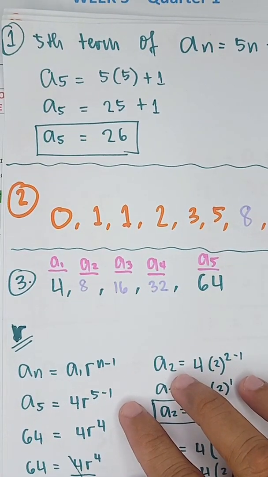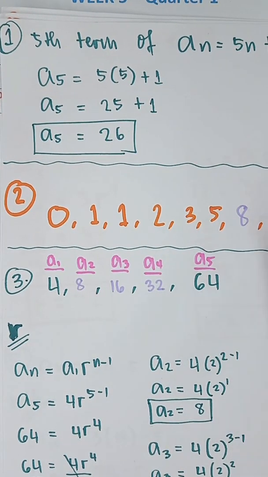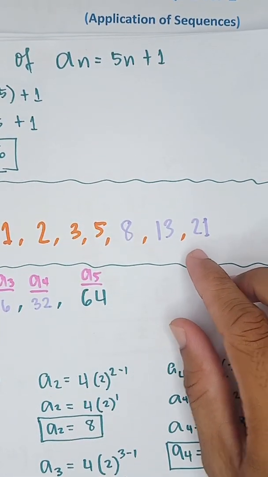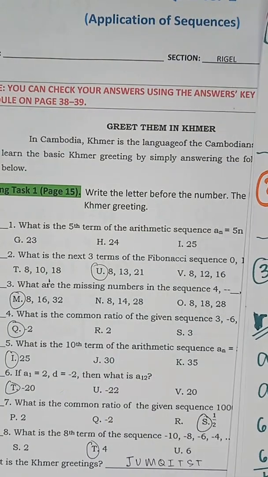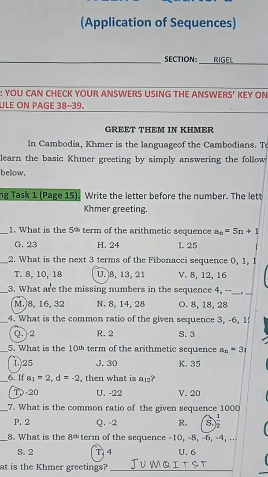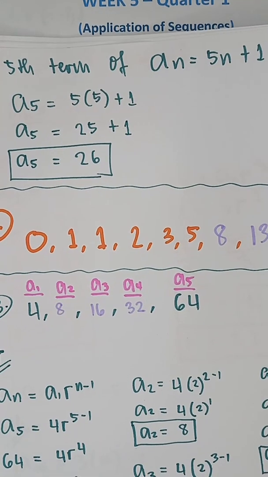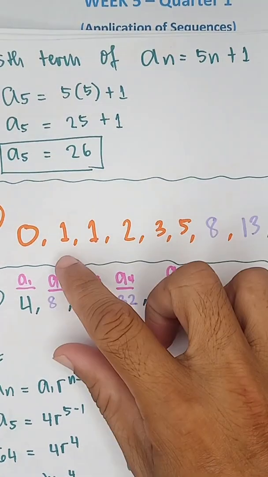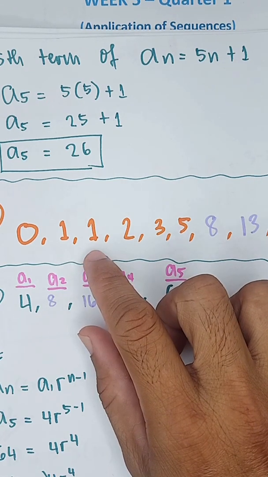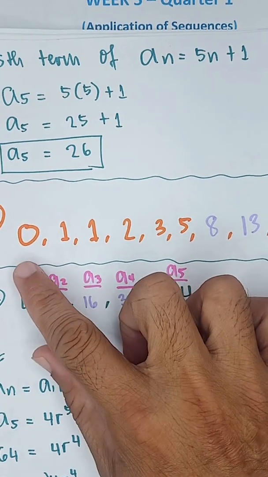So the sequence ends at 5, diba? So we are going to look for the next 3 terms. So bakit naging 8, 13, and 21? So if we apply the rule of Fibonacci sequence, if you look at from the internet, to get or to find the next 3 terms, according to the rule, we will add to get the number daw, we will add the preceding 2 terms. Okay, other than 0 and 1.